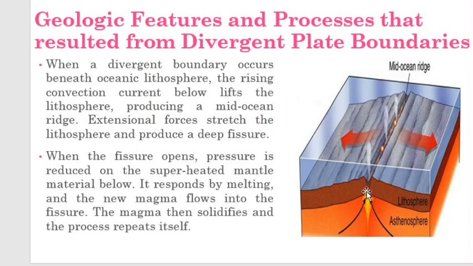When the fissure opens, pressure is reduced on the superheated mantle material below. It responds by melting, and the new magma flows into the fissure. The magma then solidifies, and the process repeats itself. So the product here, the geologic feature, is the mid-ocean ridge. Of course, the process would be there would be extensional forces and drifting away of the oceanic lithosphere, because in this example, we have oceanic lithosphere or oceanic plates that are diverging from each other.